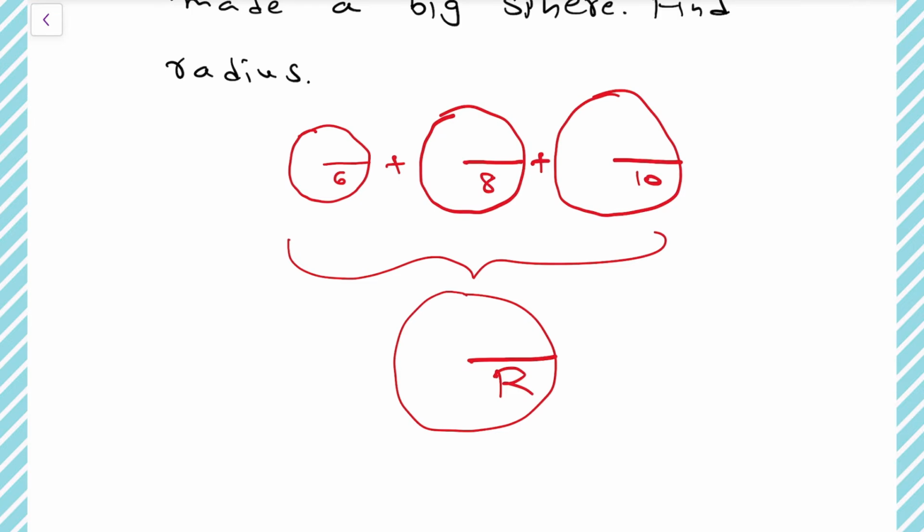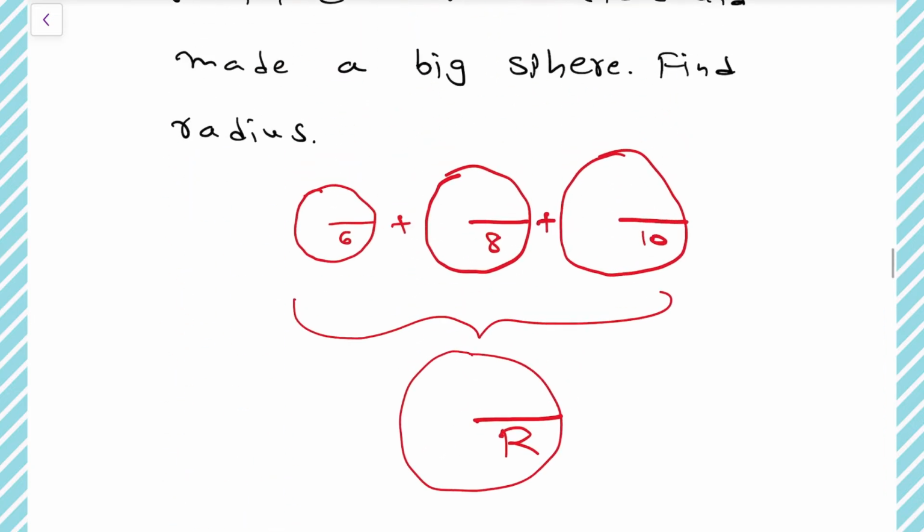So now whenever we are melting one and forming another, it means we need to find the volume every time. So the volume of the beginning is equal to the volume of the ending. So that is nothing but the volume of these three spheres is equal to the volume of this larger sphere. So let us find out the volume of the spheres first of all. So we have a formula for the volume of a sphere, right? That is 4 by 3 pi r cube. That is the volume of a sphere.